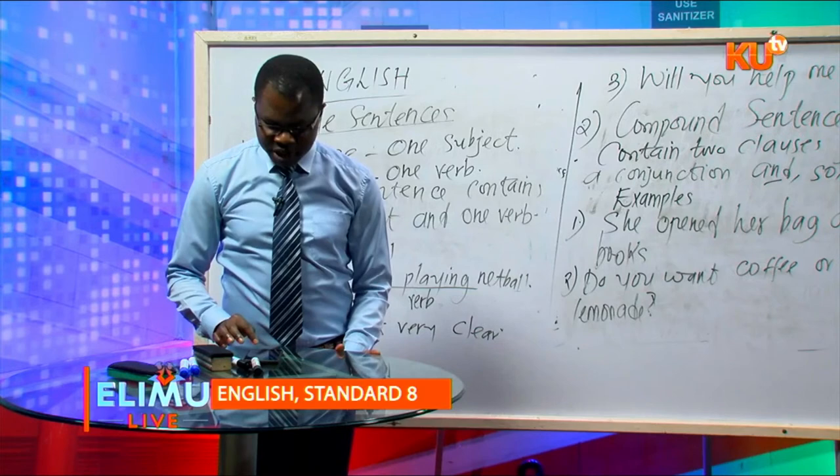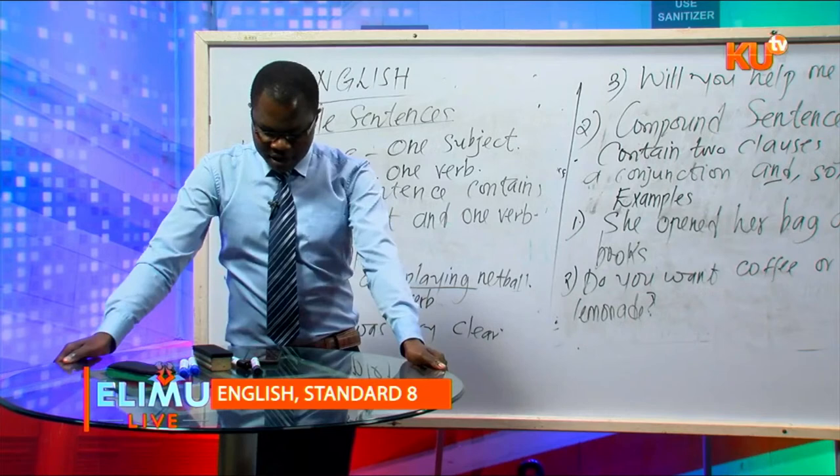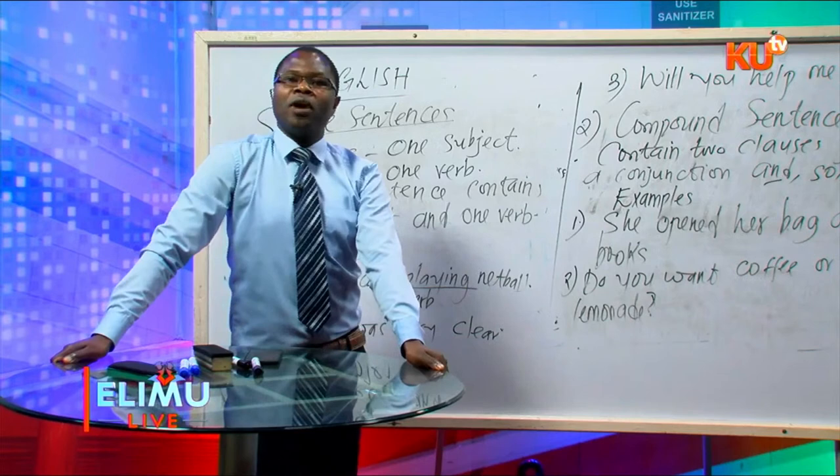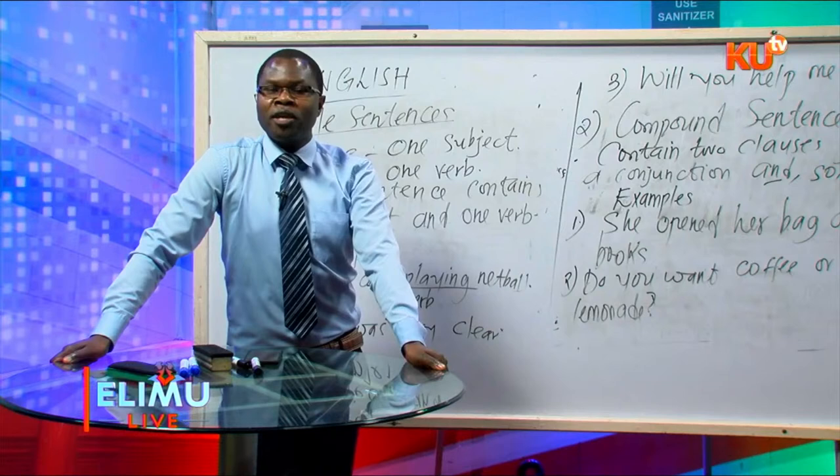Let me respond to the last question. Okay. Joy from Kayole, can a compound sentence have more than one conjunction? Yes, it can have more than one conjunction, but do not make it too long. They become very clumsy and they lose meaning.